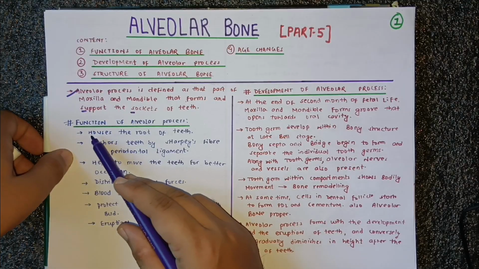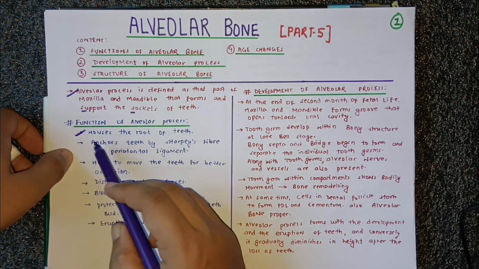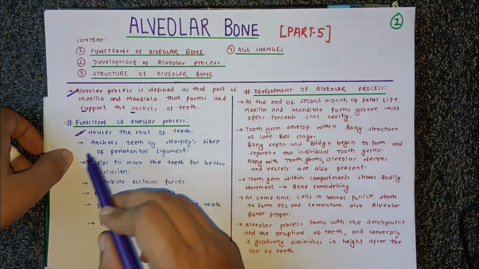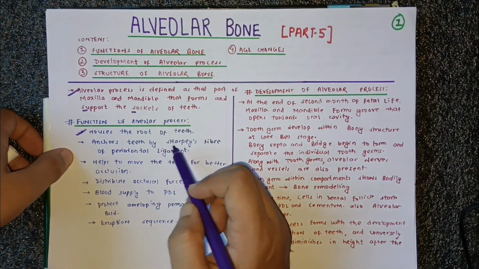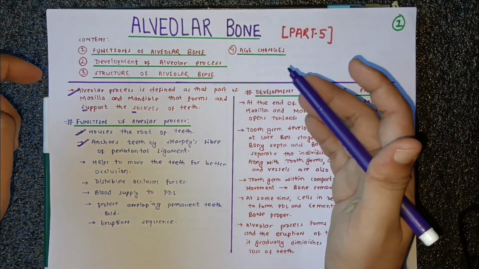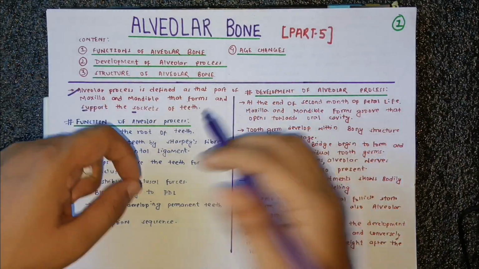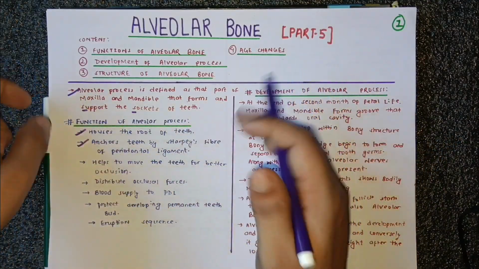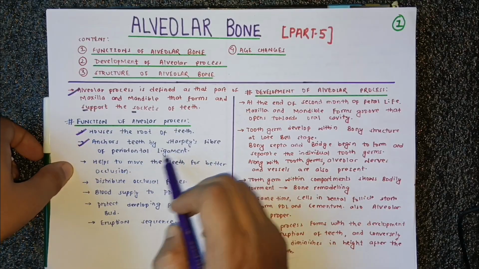In the functions, the first point is that it houses the root of the teeth, so it forms the socket in which the root of the tooth is present. Another point is that it anchors teeth by the Sharpey's fibers of the periodontal ligament. This alveolar bone is the support of the tooth, as the periodontal ligament connects the cementum of the tooth with the alveolar bone. So it anchors the teeth by Sharpey's fibers of the periodontal ligament. I think you are clear on this.